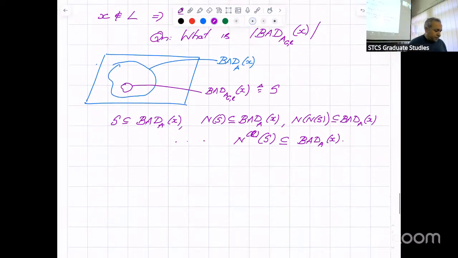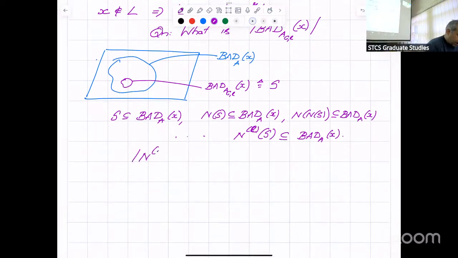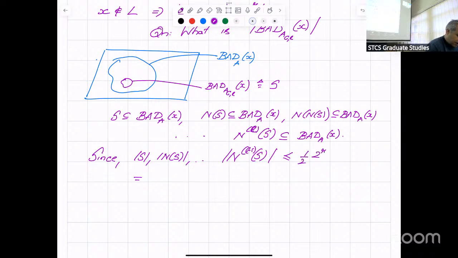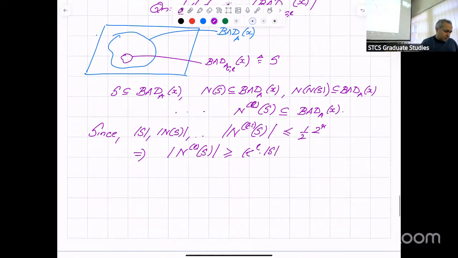So all I want to claim is that N^L of S, since N of S all the way up to N^(L-1) of S are all less than or equal to half of 2 to the R, we have that the size of N^L of S is at least kappa to the L times the size of S. But then we are done, no?